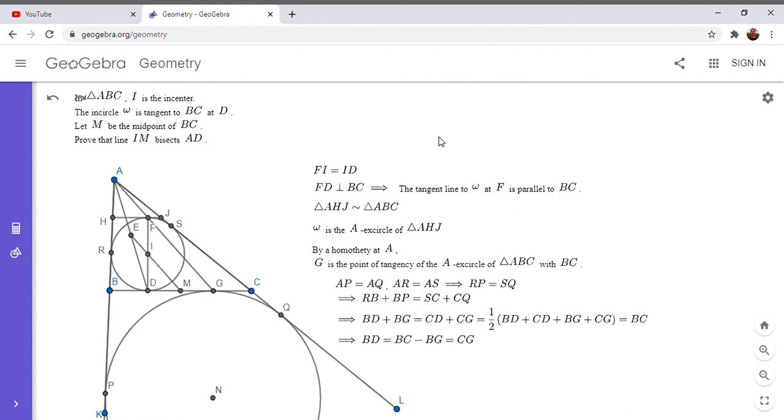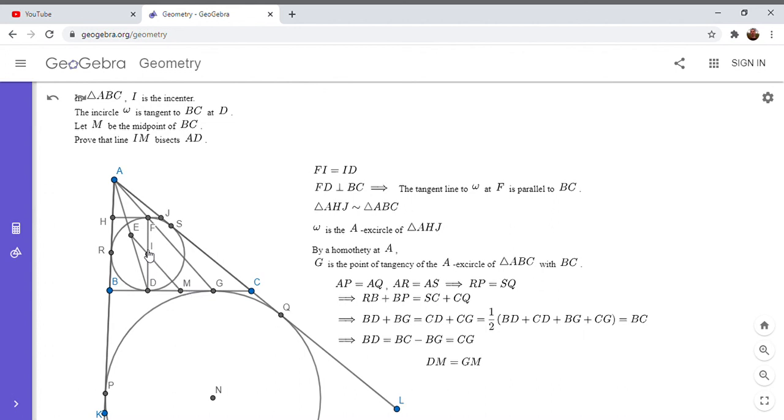Okay. And now we're very close to solving the problem. Like I mentioned, M is the midpoint of BC. So if BD is equal to CG, then by symmetry, DM has to equal GM. So I'm going to write this out. So we then know that DM is equal to GM.